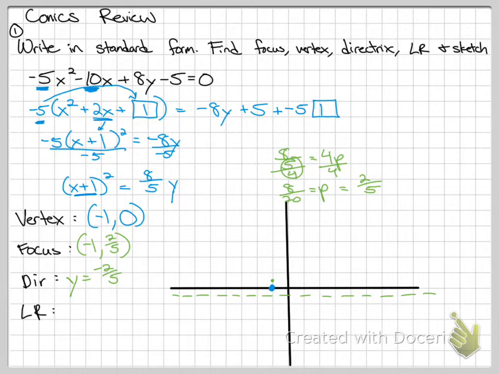And the length of my LR is the 4p. Remember, the length of something, the LR, is always a positive number, so 8/5. So I'd go approximately 8/5 to the right and approximately 8/5 to the left, and that would be my parabola.